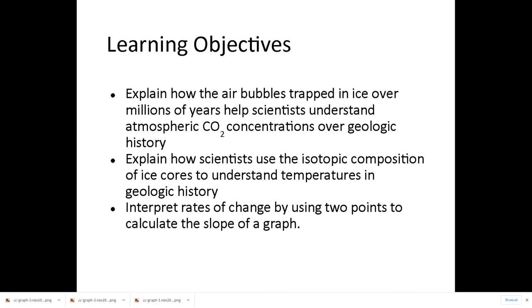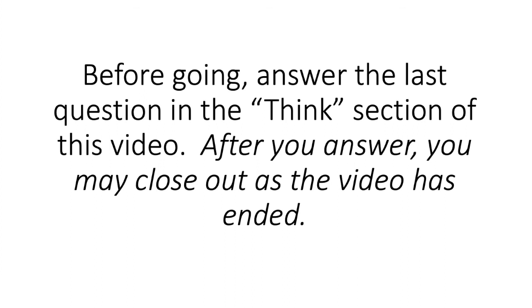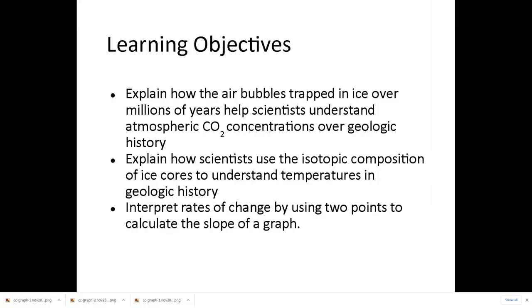That's all for this video. To review, you should now be able to explain how the air bubbles trapped in ice over millions of years help scientists understand atmospheric CO2 concentrations over geologic history, explain how scientists use the isotopic composition of ice cores to understand temperatures in geologic history, and interpret rates of change by using 2 points to calculate the slope of a graph. Pause the video and click on Think on the right side of the screen. Thanks for watching.